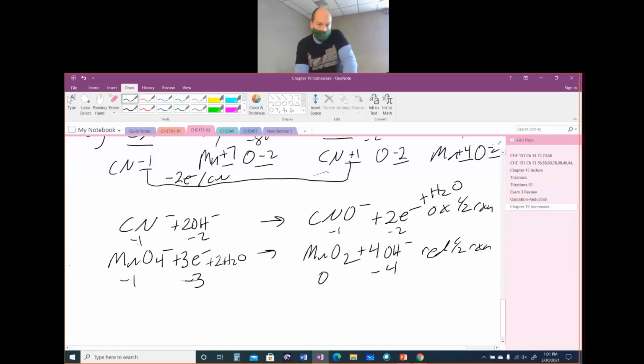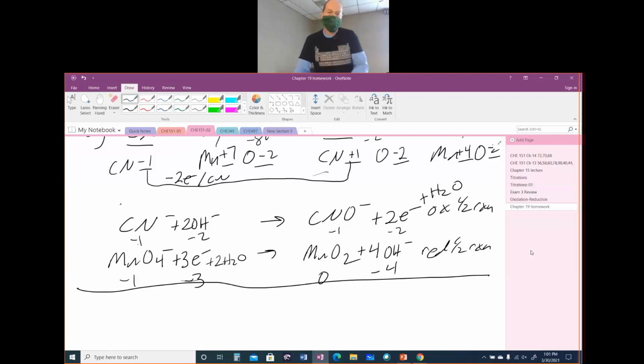So we're going to add them up. But again, before you add them up, you have to make sure that you have the same number of electrons gained as lost. This time we have to multiply both reactions because we have 2 and 3. The least common multiple is 6. So I'm going to multiply this through by 3.